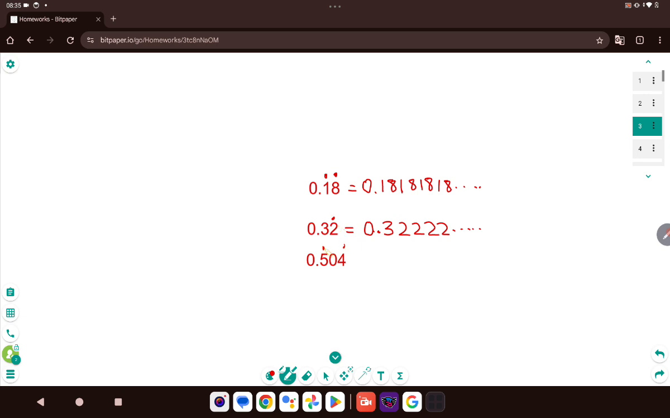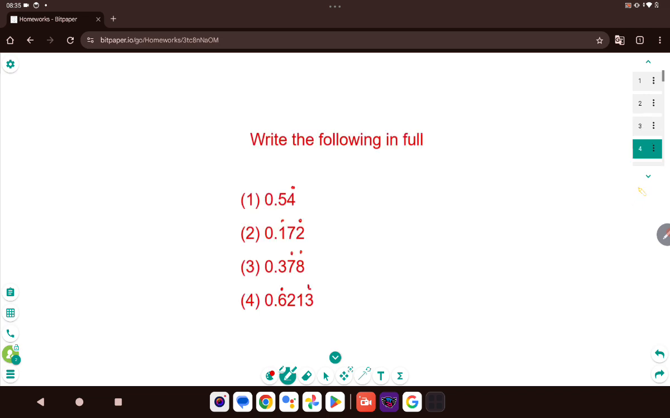And for this third one, we've got dots on the 5 and the 4. It means everything in between the 5 and the 4 recurs. So 0.504504504, goes on forever like that. Okay, so maybe have a go at these. Can you write these recurring decimals out in full? Put me on pause and press play when you're done.